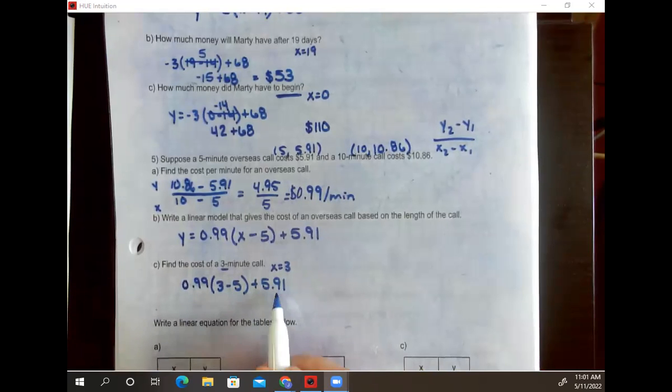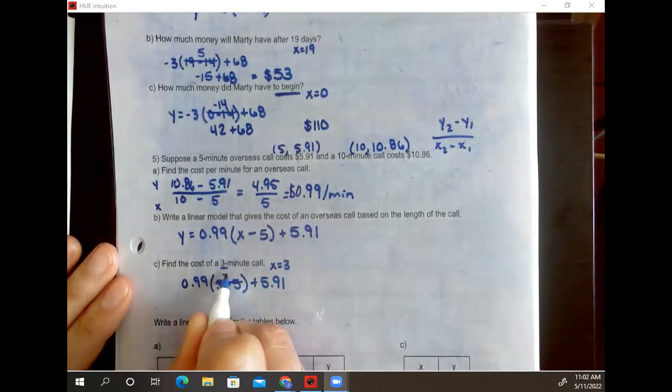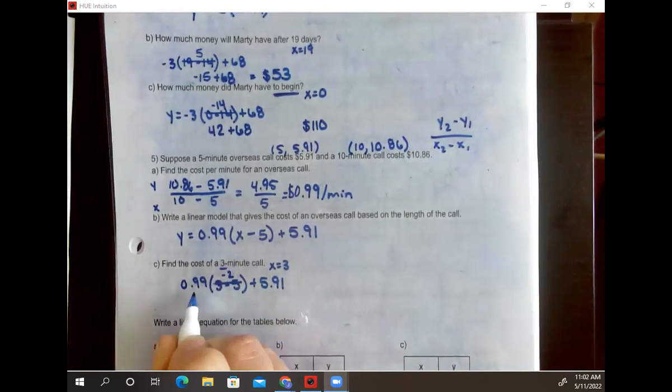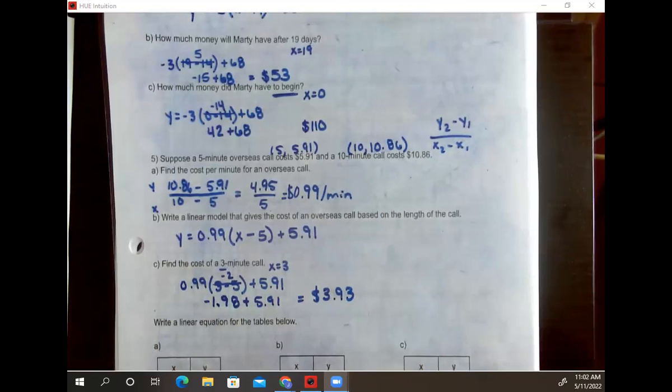Yeah, 591 was the cost for a 5-minute call. I'm looking at the cost for a 3-minute call. It should be less since I have this per minute charge. So what I'm going to do is go ahead and continue simplifying. 3 minus 5 is -2. -2 times 0.99 would be -1.98. Plus our 591 gives us a charge of 393. So a 3-minute call, I expect to cost $3.93.